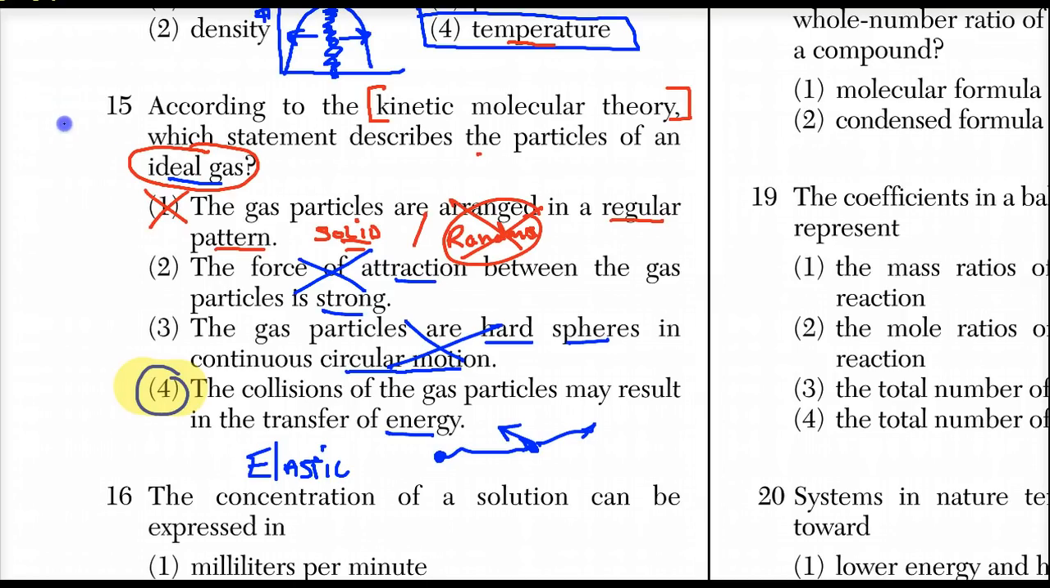And I'll put a 4 here for that sake. And this continuous circular motion makes no sense. They have to go in a random straight line motion. That's why number 3 doesn't make any sense either. So number 16, moving forward.